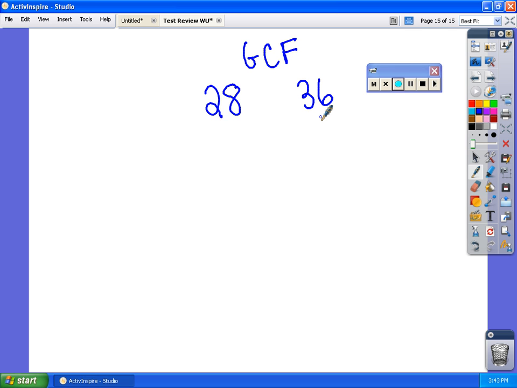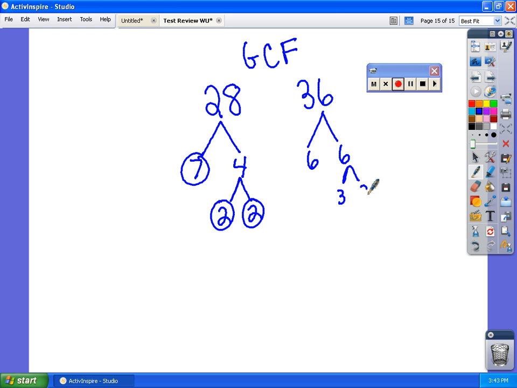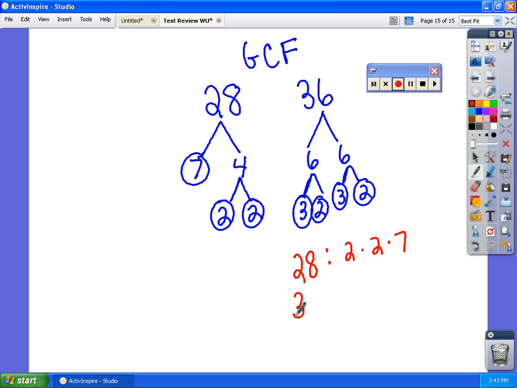But if you can't, what you're going to do is take the prime factorization of each of the numbers. So 28 is 7 and 4. 7 is prime. And 4 is 2 and 2. And for 36, you could go 6 and 6, and then 3 and 2, and then 3 and 2. So what I'm going to do is write the prime factorization of these numbers right on top of each other. So 28, you have 2 times 2 times 7. And for 36, you have 2 times 2 times 3 times 3.